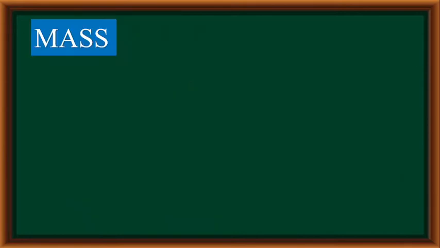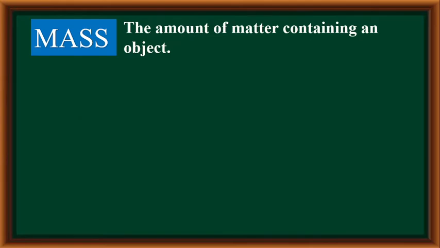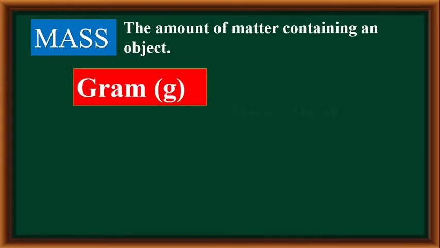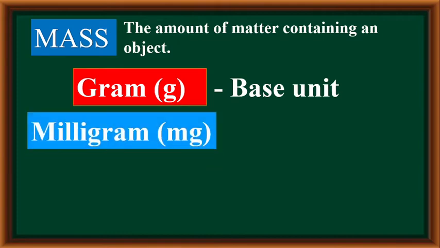Next, we have also mass. Ito yung tinatawag na bigat o kaya timbang ng isang bagay. The amount of matter containing an object. Gram is the basic unit and that is in the symbol of small letter g. So, pagsamahin mo yung prefix tapos yung basic unit, magkikreate tayo ng milligram. Okay? Milli means 1/1,000.